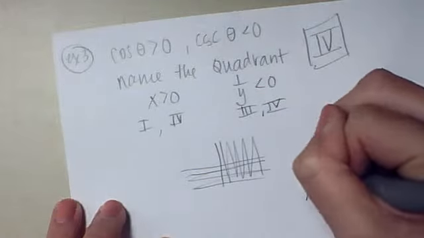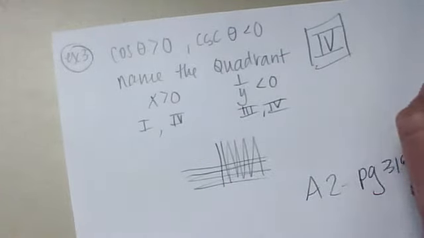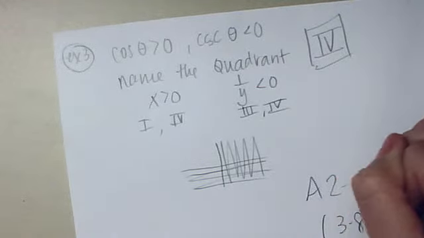The assignment is A2, and that's page 318. Numbers 3 to 8 and 11 to 16.